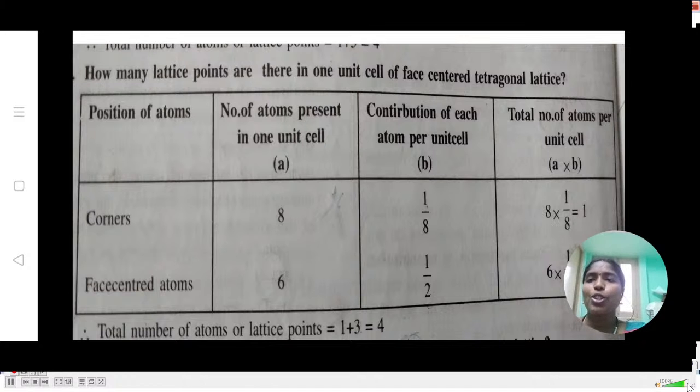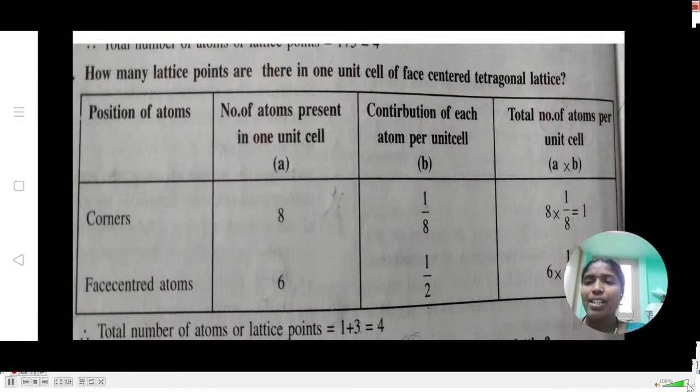First, position of atoms. We know in every unit cell 8 corners are present. So 8 corners means 8 atoms are present in one unit cell. Each atom is shared with 8 other unit cells, that means 1/8. Total number of atoms is 8 into 1/8, the 8s cancel, we get 1. So 1 atom is present in the unit cell at the corners.